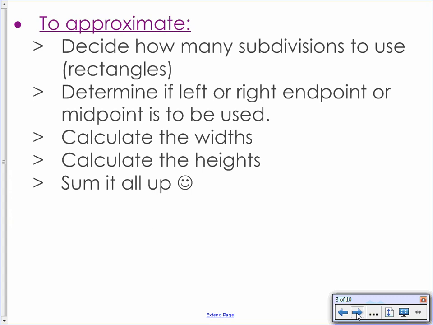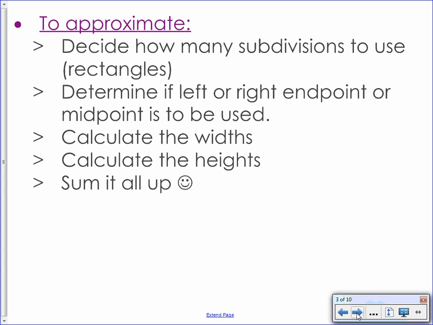This is what we're going to do to find the area. We're going to decide how many subdivisions to use, which means how many rectangles we are going to use. Sometimes it's going to be given to you, but we know the more the better in a feasible manner. We're going to decide if we're going to use left, right, or middle points. That's also going to be given to you.